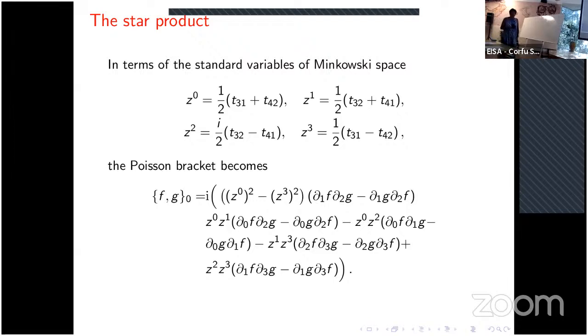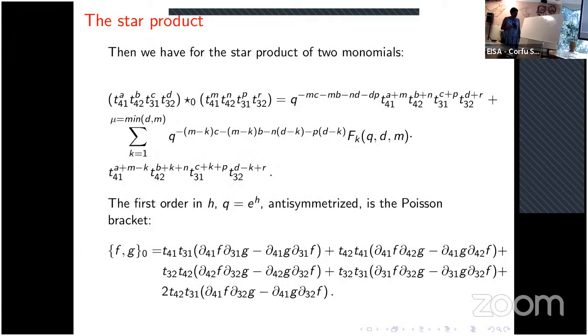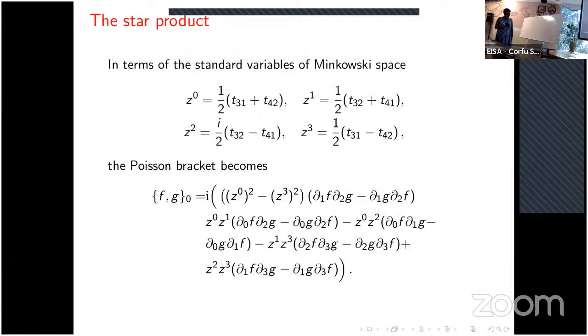Yes, D with respect to C1 and D with respect to C2. Okay, at the Poisson bracket order it is easy to do the change of variables, but not for the star product.